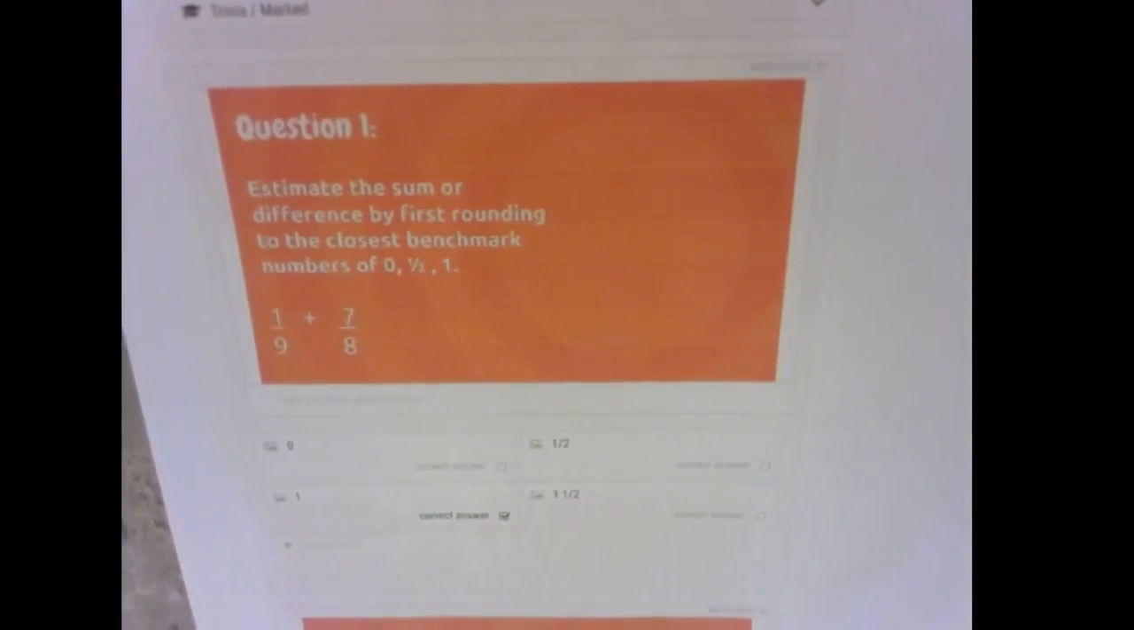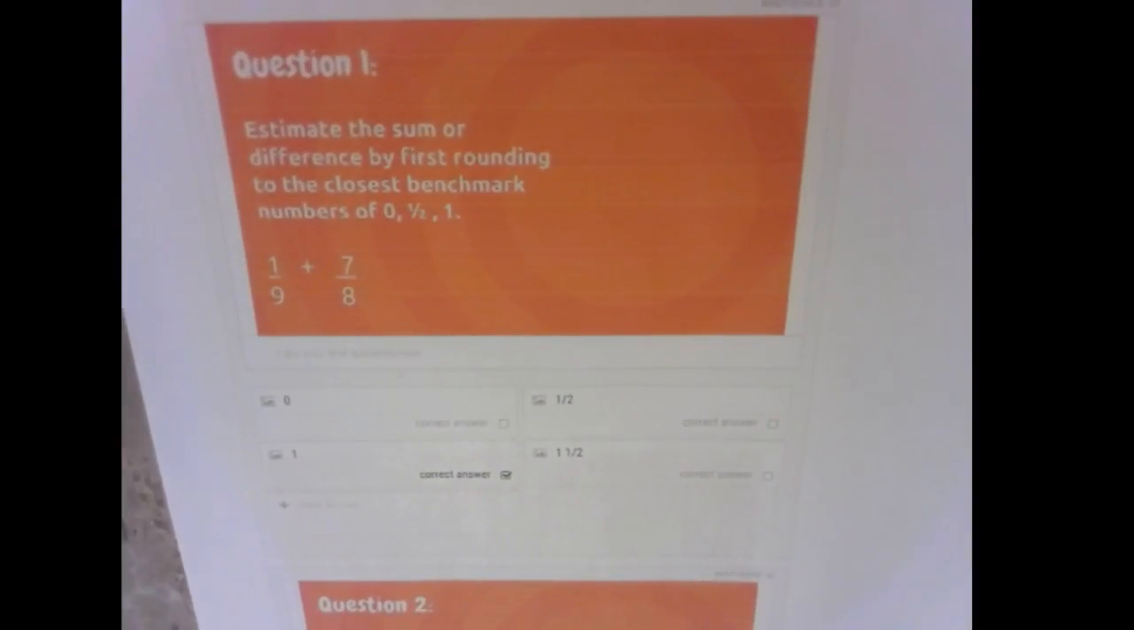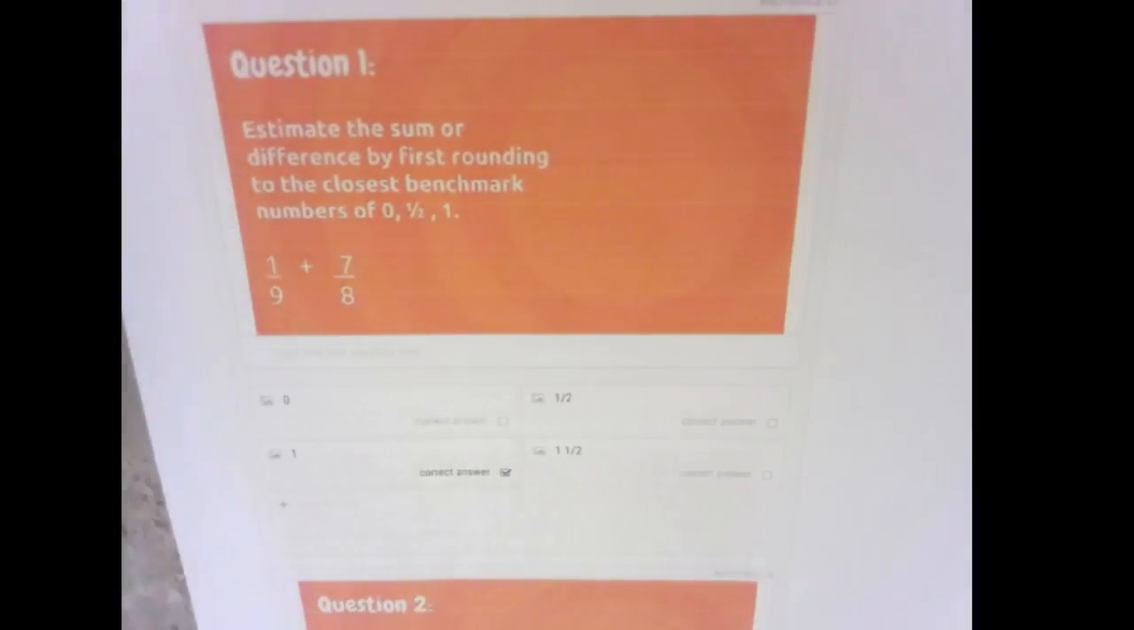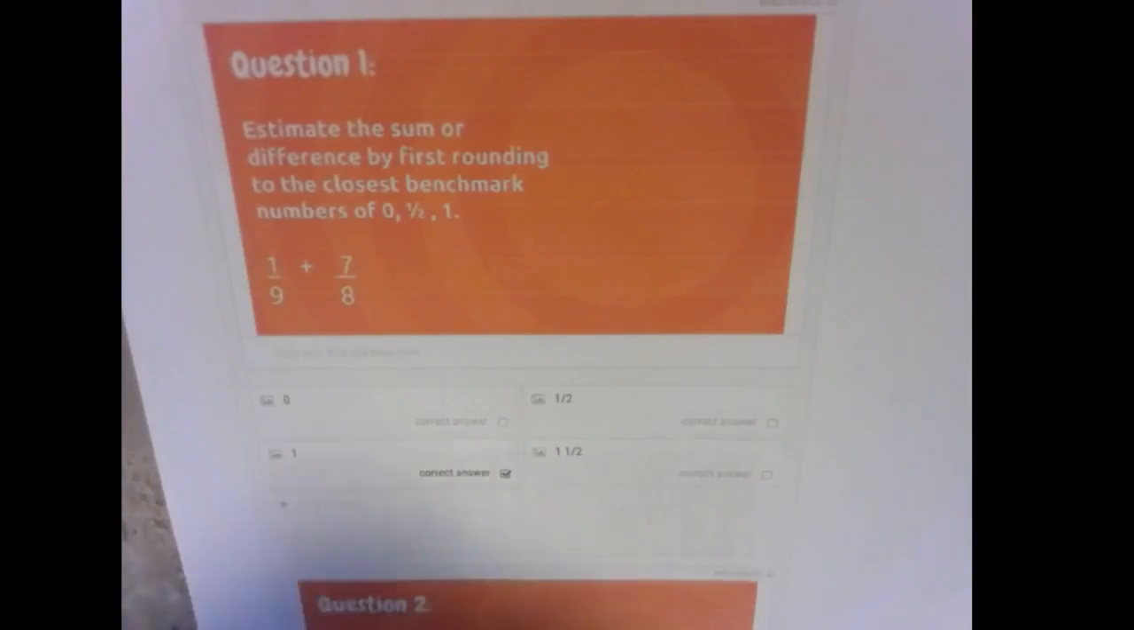Okay, so in this example, we're supposed to estimate the sum or difference by first rounding to the closest benchmark number. So the best way to think about this is we're really looking at if we had a ruler. I'll make one real quick for this video. So if we had a ruler, and you think of rulers as inches, but then look down just at that first inch. And what do you have?